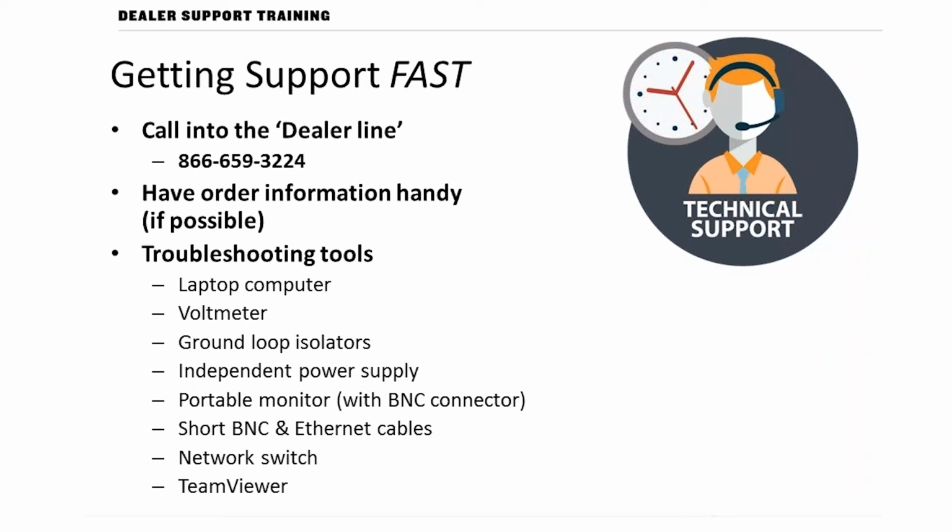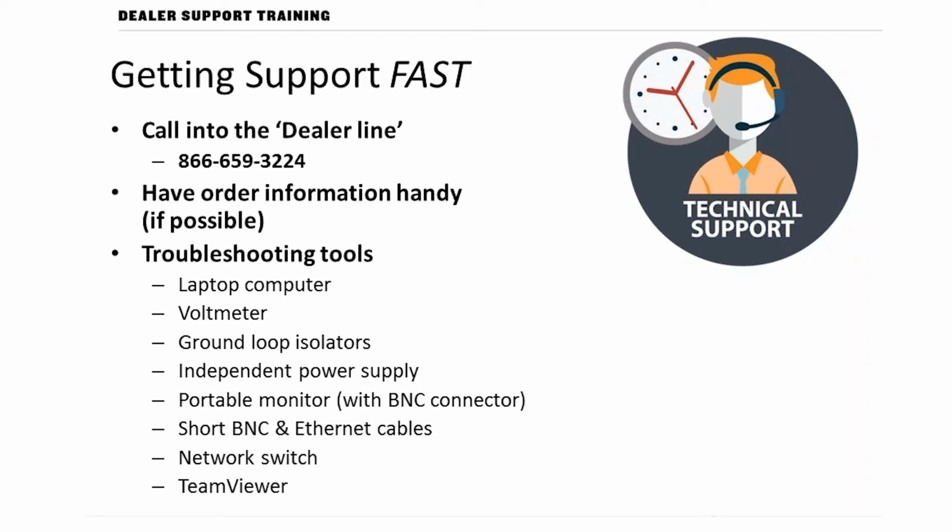Next, we're going to discuss getting support fast. You can call directly into the dealer line at the number provided there, 866-659-3224. If possible, have your order information handy. This helps us in locating the correct devices that you're calling in about, and should you require an RMA, it will help us get that taken care of for you quicker.